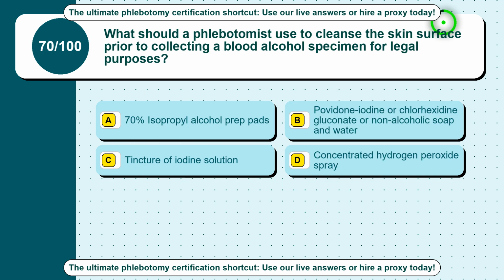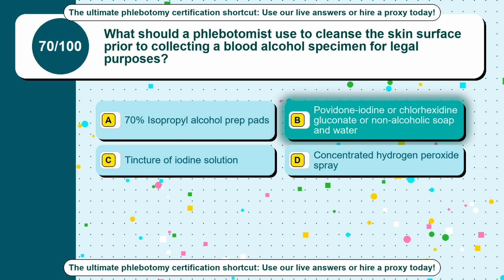Question 70. What should a phlebotomist use to cleanse the skin surface prior to collecting a blood alcohol specimen for legal purposes? Option A, 70% isopropyl alcohol prep pads. Option B, povidone iodine or chlorhexidine gluconate or non-alcoholic soap and water. Option C, tincture of iodine solution. Option D, concentrated hydrogen peroxide spray. The correct answer is option B, povidone iodine or chlorhexidine gluconate or non-alcoholic soap and water.